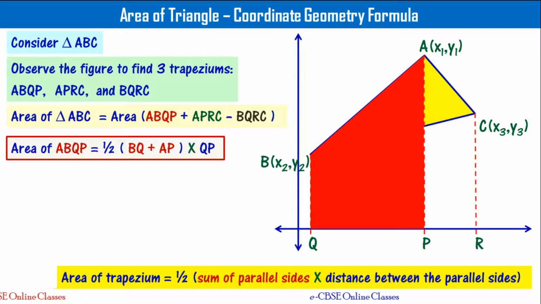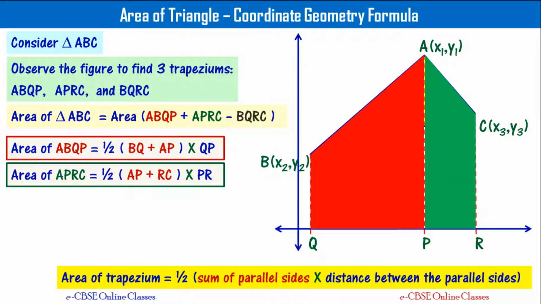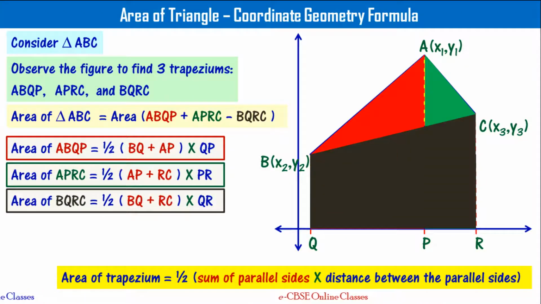So area of trapezium ABQP can be written as half BQ plus AP times QP. Similarly, area of APRC can be written as half AP plus RC times PR. Area of BQRC can be written as half BQ plus RC times QR. Let's take a note of that.